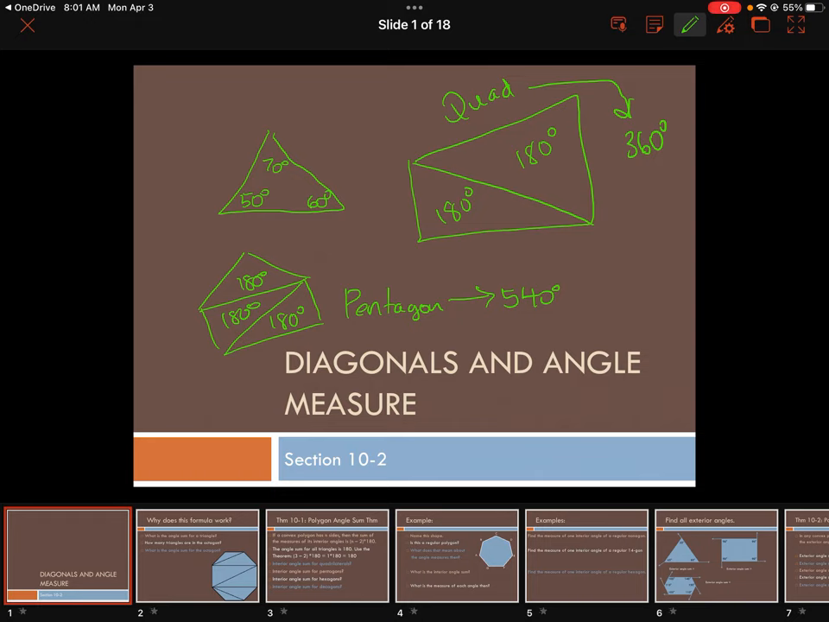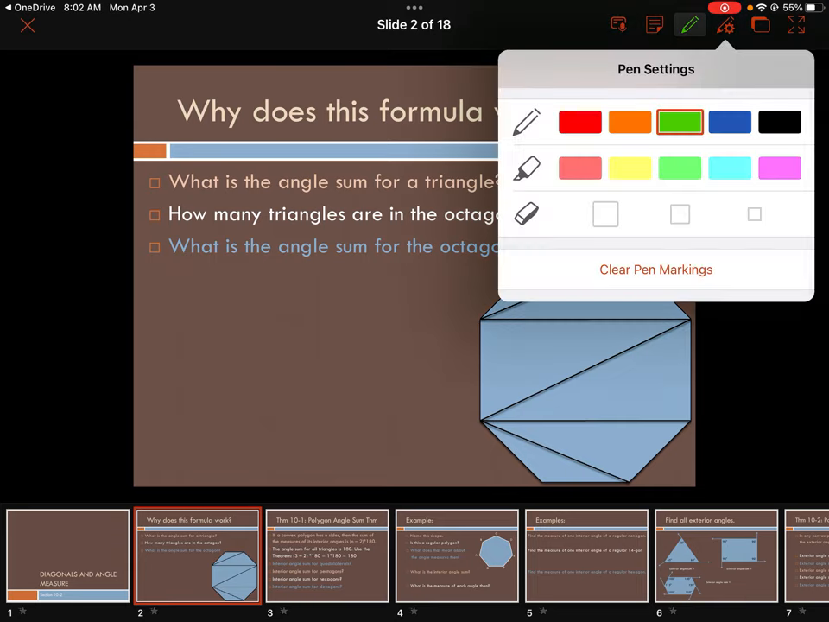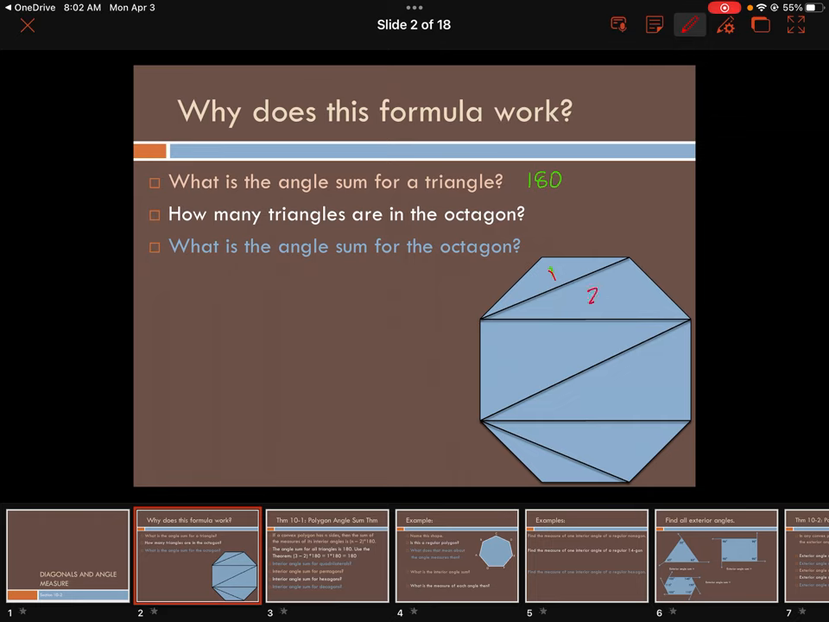Okay, now if we keep doing this, we can calculate interior angle sums for every single polygon. So we're going to keep going with this process. What's the angle sum for a triangle? We know it's 180. How many triangles are in the octagon? Okay, well, we can count them. There are 6 triangles in an octagon.